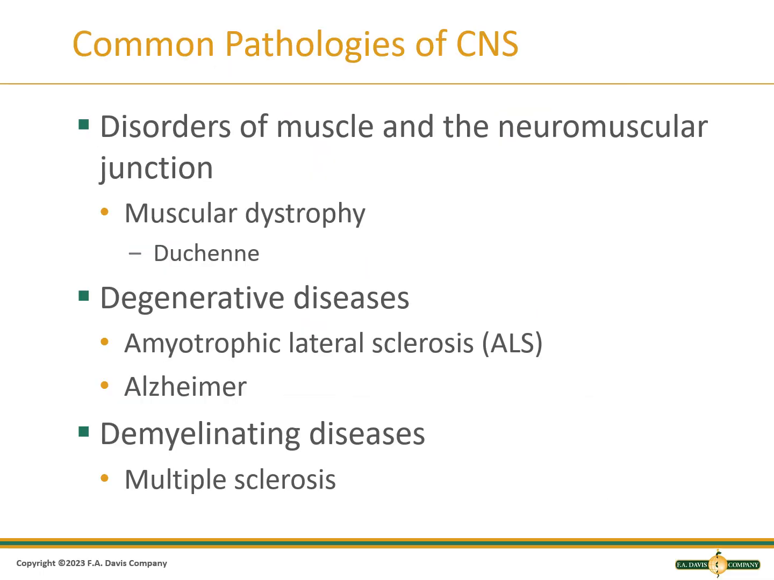Other pathologies of the nervous system include muscular dystrophy, which has several types, but Duchenne's is going to be the most common. And muscular dystrophies are disorders between the muscle and the neuromuscular junction, so where the nerve meets the muscle. Degenerative diseases include ALS and Alzheimer's, where there is degradation of the nerve cells. Comparing that with demyelinating diseases, where the nerve cell remains intact but the myelin degrades, and that's going to include things like MS, where we see demyelination of the axons of the neurons, so transmission speed is reduced.